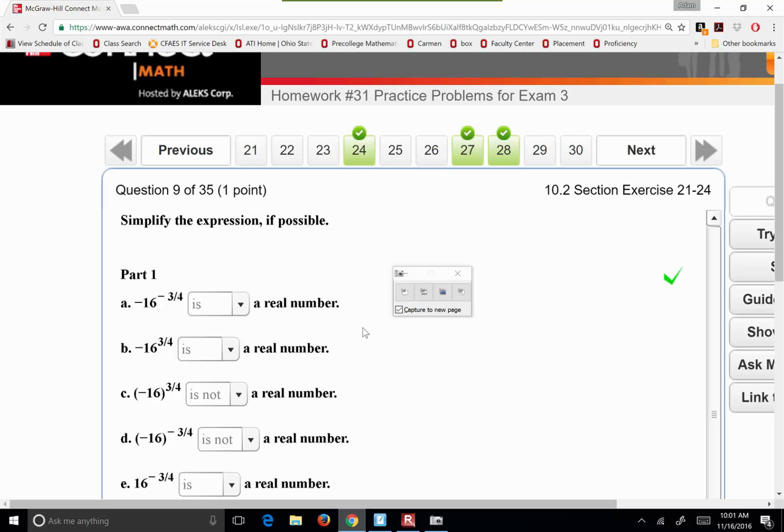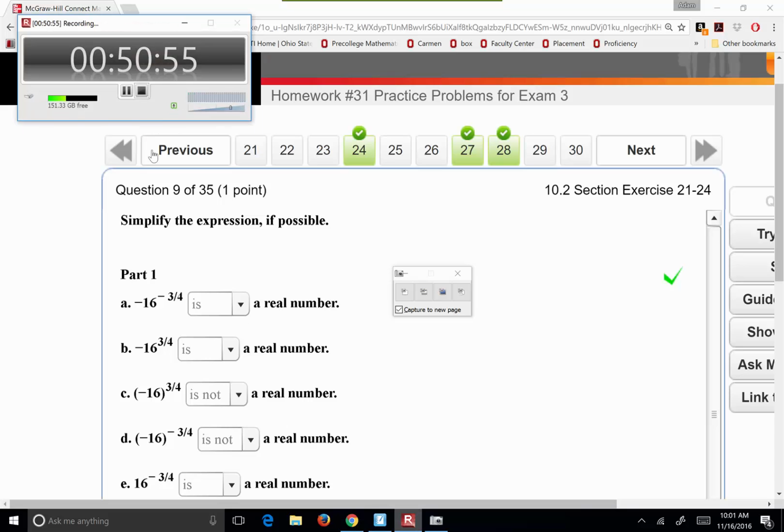Alright, so again, you need to practice. Practice. That's why you're in this section. You already know this material before coming to this class. You just need practice.